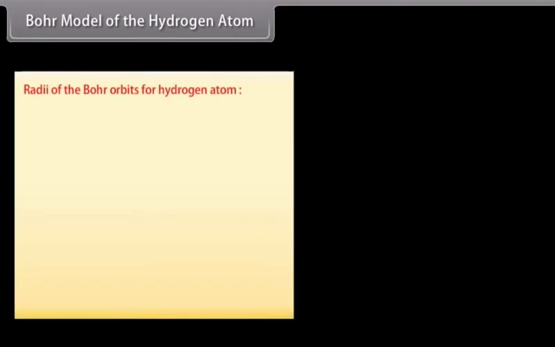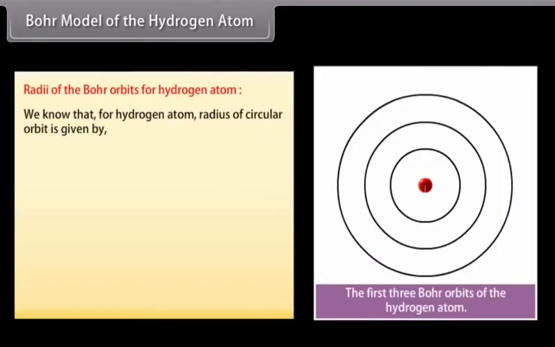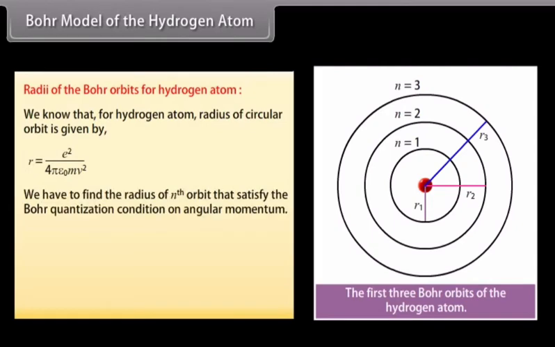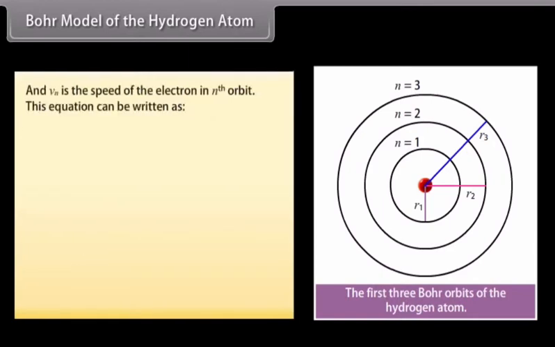Radii of the Bohr orbits of hydrogen atom. We know that for hydrogen atom, the radius of circular orbit is given by e square upon 4 pi epsilon naught m v square. We have to find the radius of the nth orbit that satisfies the Bohr quantization condition on angular momentum. Ln is equal to the product of m, vn and rn, which equals nh upon 2 pi, where n is equal to 1, 2, 3 and so on. And vn is the speed of the electron in the nth orbit. This equation can be written as vn equals nh upon 2 pi m rn.